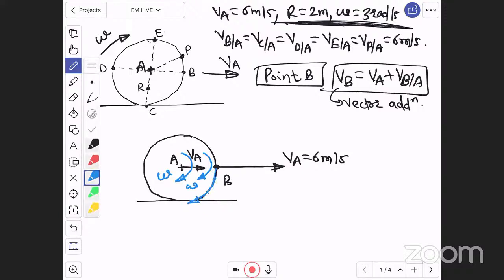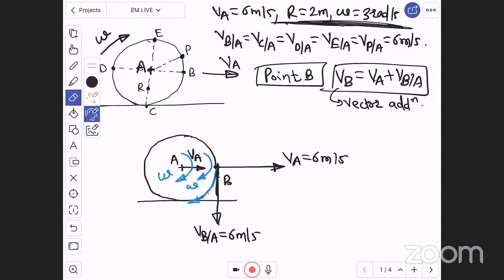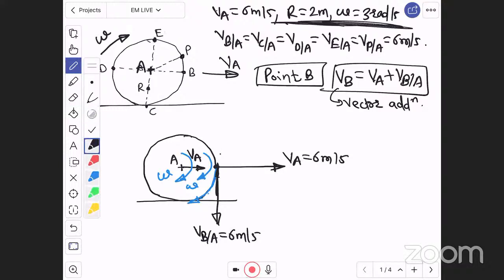Therefore, with respect to A, components are tangential. Therefore, the velocity of B with respect to A will be tangential to the circle in downward direction like this. This is velocity of B with respect to A, which is nothing but 6 meter per second in downward direction, right? Therefore, here there is a B point, right? Now we have understood the directions of velocities. That is, velocity of A will be towards right, velocity of B with respect to A will be downward, that is 6 meter per second, right?